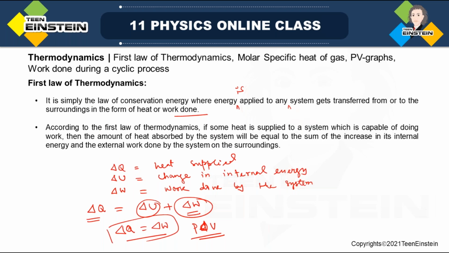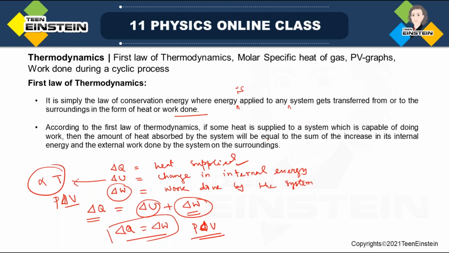So dQ, suppose dQ is the heat energy which is supplied to the system, and internal energy, we know for an ideal gas, is directly proportional to temperature. And work done can be written as p into delta V, that means pressure times the change in volume. So this is the work done by the system on the surroundings, and dU is the change in internal energy.